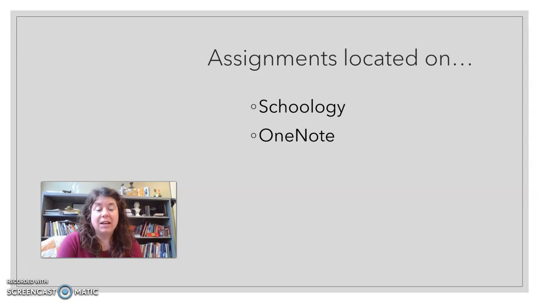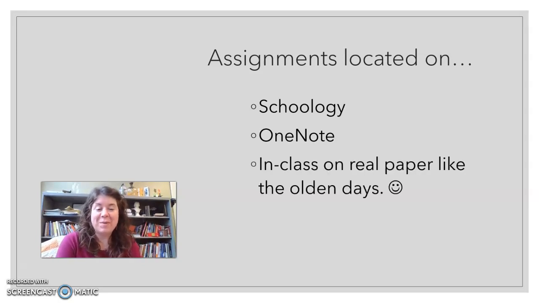Assignments are generally located in the OneNote or on Schoology, but because we're back in person, we are doing some in-class assignments on real paper like the olden days. If your child is absent, the best thing to do is to check out the Schoology and the OneNote to see if there are new things in the notebook or if there are any assignments that have been added on Schoology. So that is all of the information about this class.